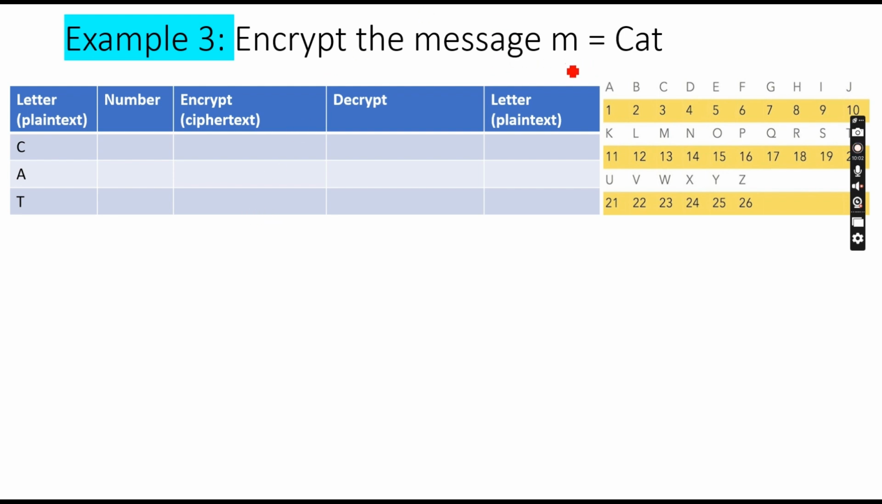The last one is, what if the message is letters like cat, car, book, paragraph? How can I encrypt letters? Before you encrypt letters, you have this table, and each letter has a number. From A to Z, we have numbers from 1 to 26. Now we will put a number instead of each letter. The first letter is C, which is from cat. The second one is A, and the last one is T.